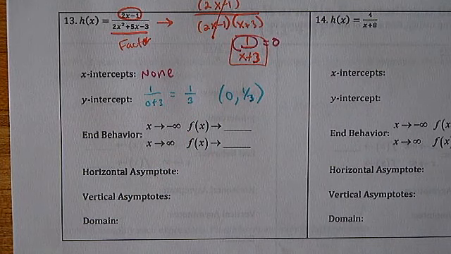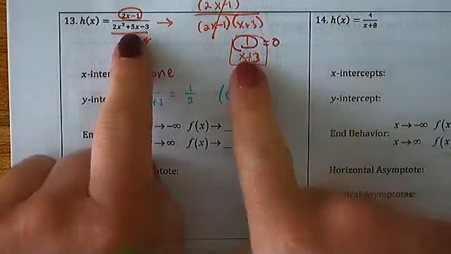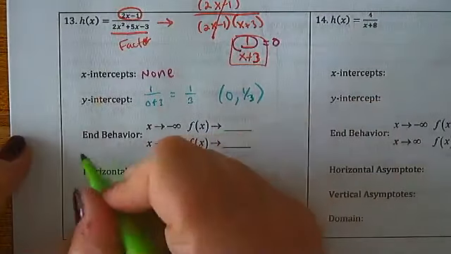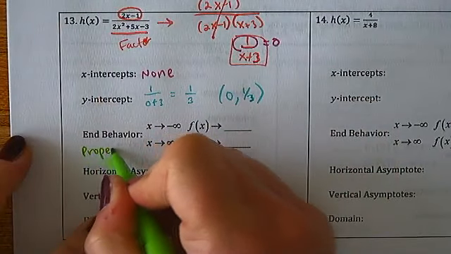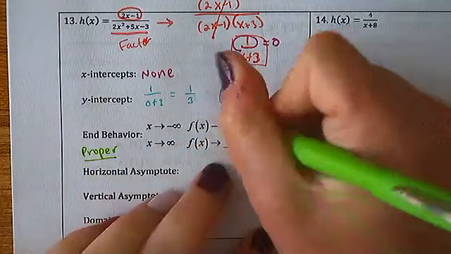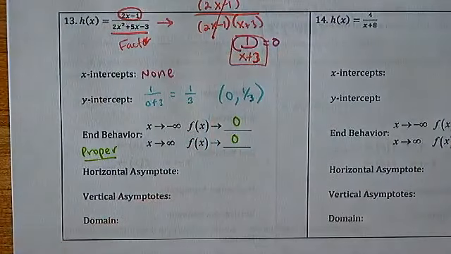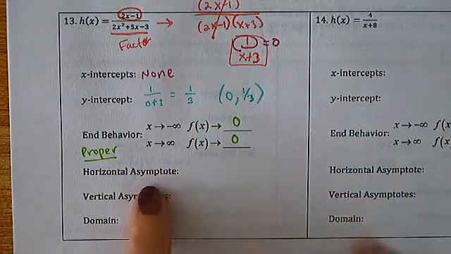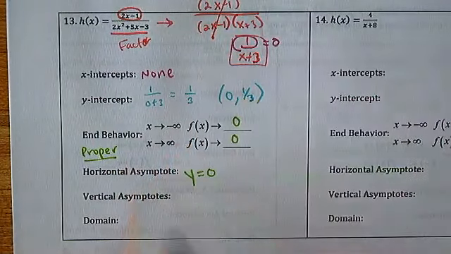And behavior, what type of rational function is this? I mean, it's going to be the same no matter which one you look at. It's smaller on top than bottom. So this is proper, and all propers approach 0. And because they're approaching 0, that also means that there's a horizontal asymptote at 0.